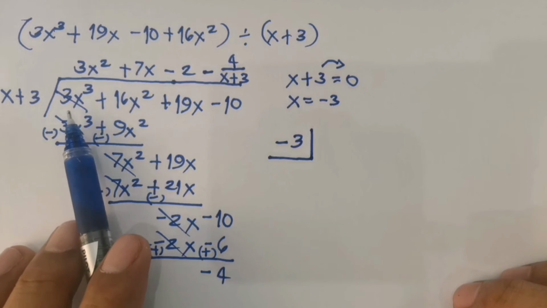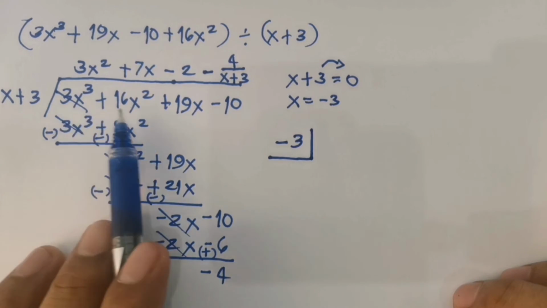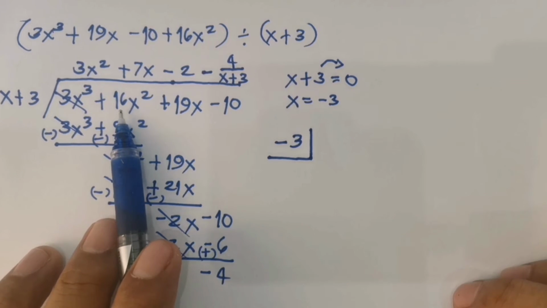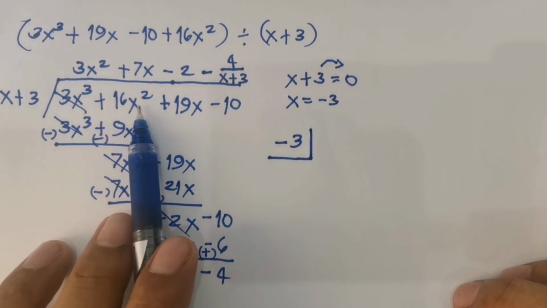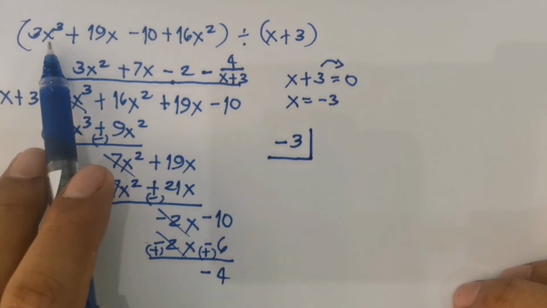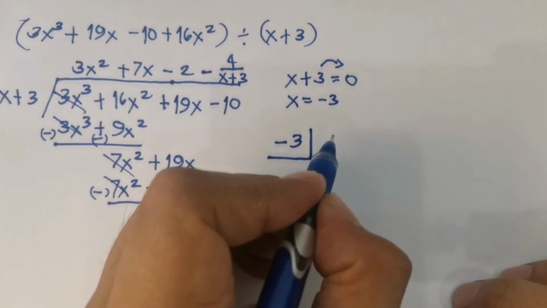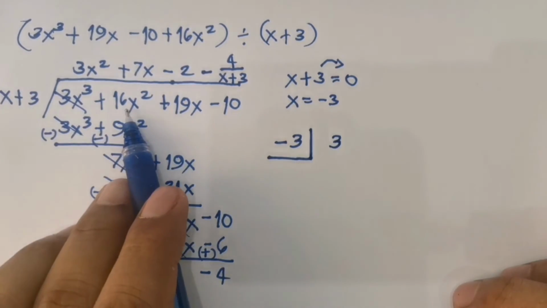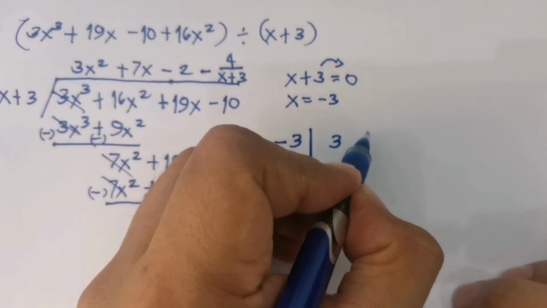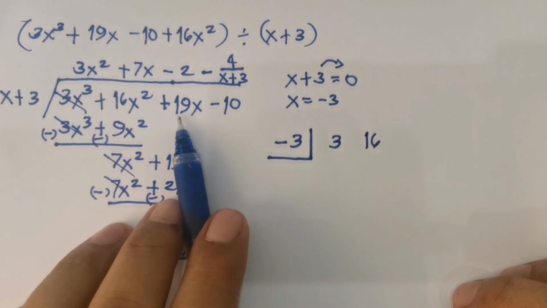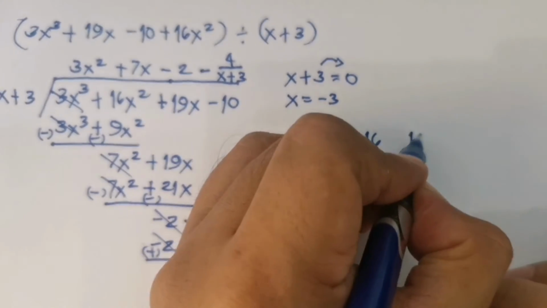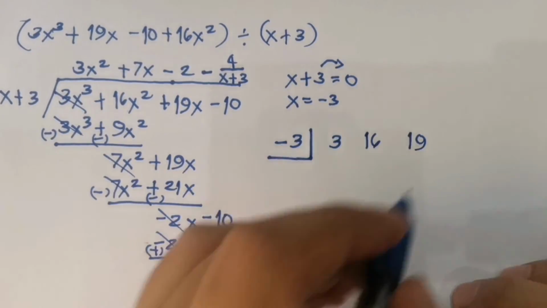Then, write the coefficient. Tayo titingin yung naka-arrange, dito sa naka-arrange ng decreasing order para hindi tayo magkamali. Dito tayo titingin not on the given. Okay? So, the first one is 3. Second term, 16. Third is 19. And last term is negative 10.